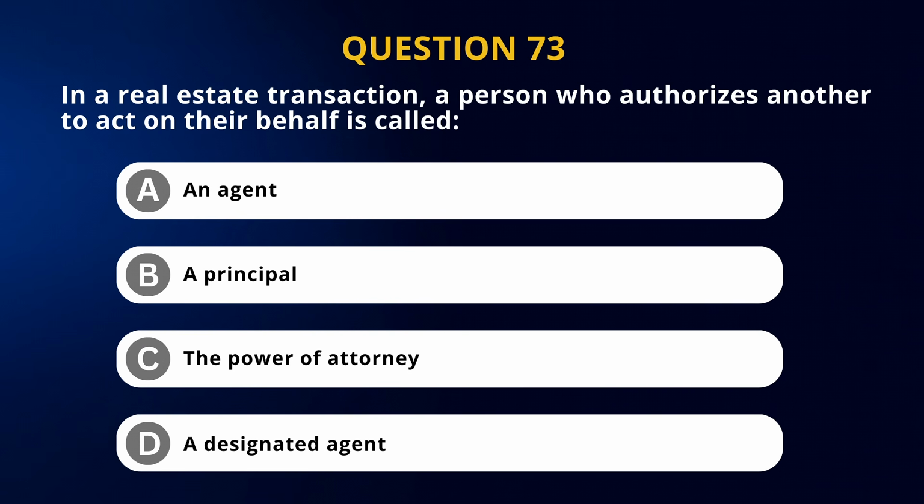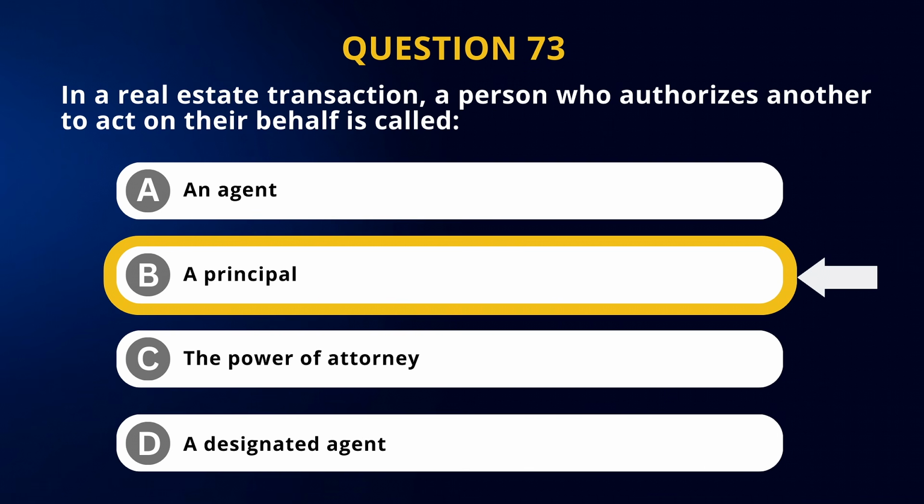Question number 73. In a real estate transaction, a person who authorizes another to act on their behalf is called letter A, an agent. Letter B, a principal. Letter C, the power of attorney. Letter D, a designated agent. And the answer is letter B, the principal.